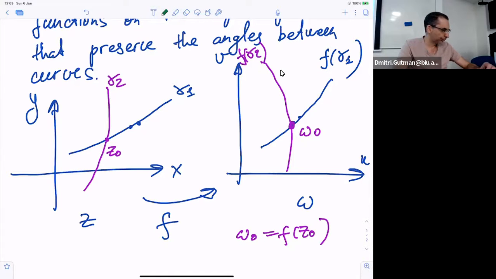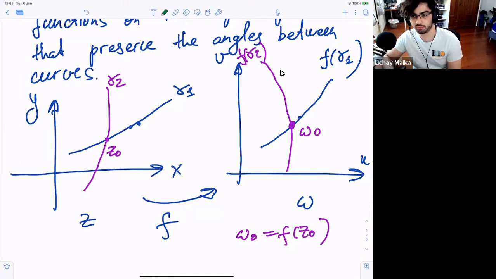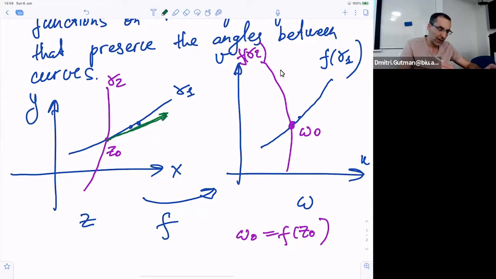What should we do? We can take a tangential line at the point of intersection for each curve. So we draw a tangent vector at the point Z0 for the curve gamma 1, and we draw the same for the curve gamma 2. So we get two vectors. One is touching the curve gamma 1, and another one is touching the curve gamma 2. Now these are two straight lines, yeah? So these are two vectors. And we know how to define the angle between these two lines. Let's call this angle alpha.